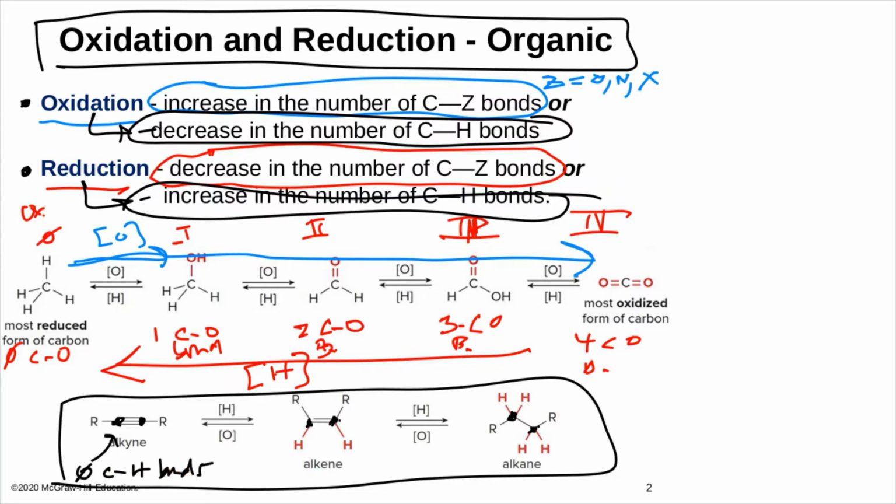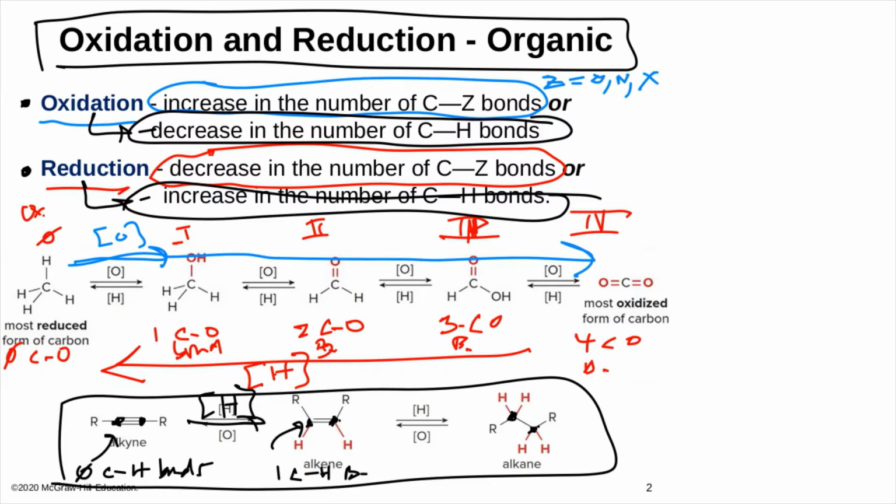But as we move to the next structure, that same carbon now has 1 CH bond. Okay, we're increasing the number of CH bonds. That's a reduction. So as we move to the right, we're reducing. That's why we put the hydrogen in brackets. Reduction is the increase in hydrogen bonds, if that makes sense. Oxidation is usually an increase in oxygen bonds, if that helps you remember.